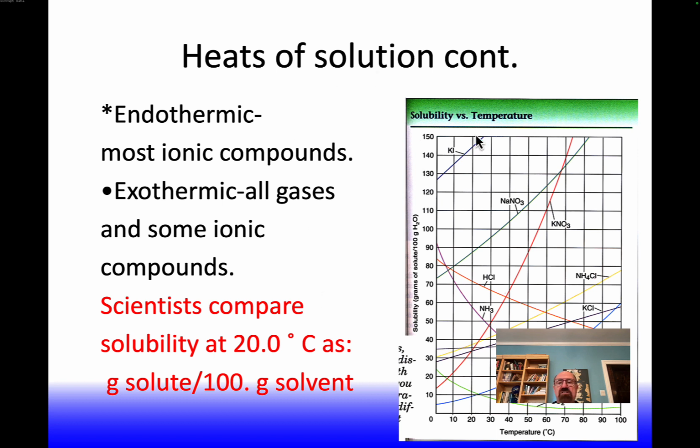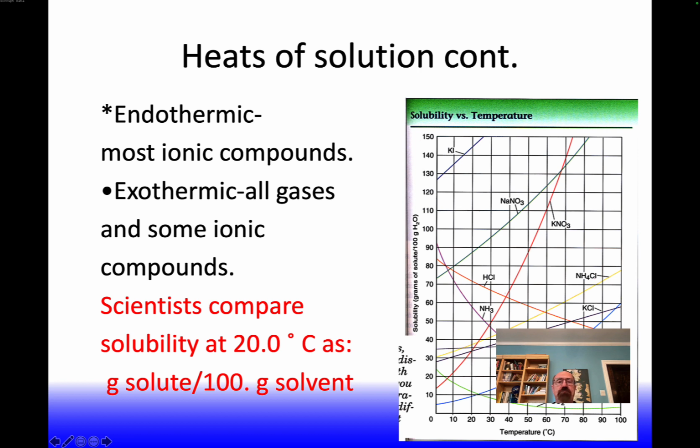What do the lines represent? I'm going to talk about also the way their direction. The line is the line of saturation. In other words, that is the most you can normally dissolve at that temperature of the compound, in this case at 100 grams of water.